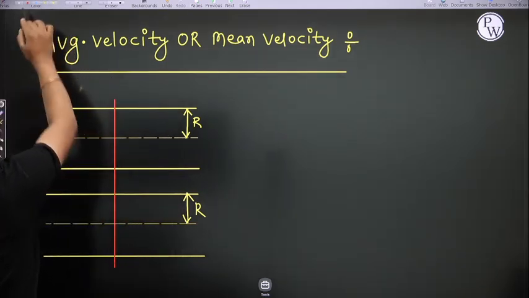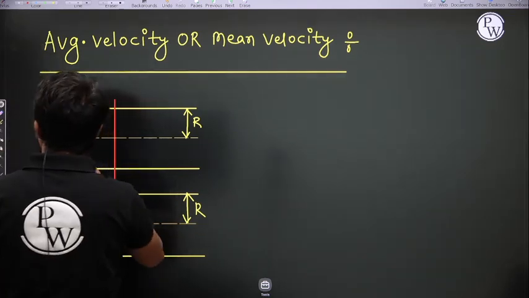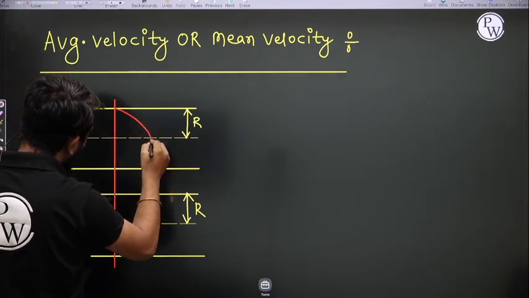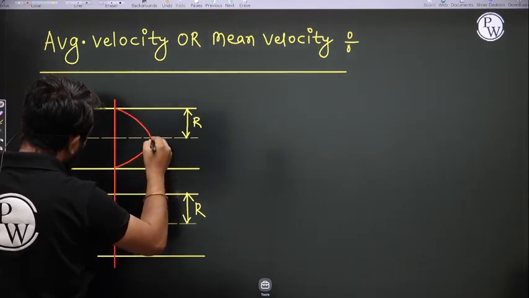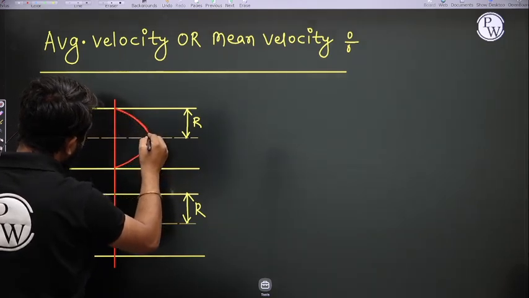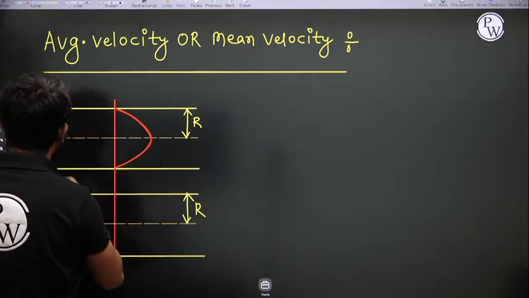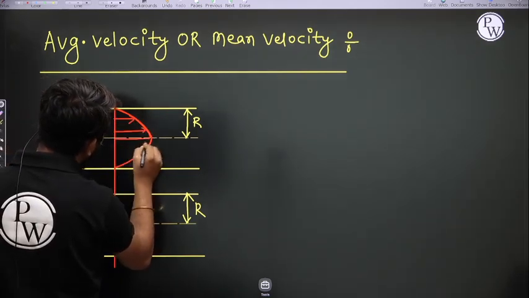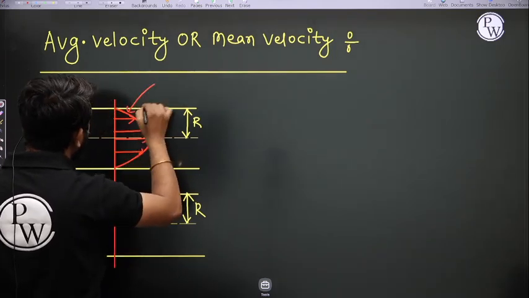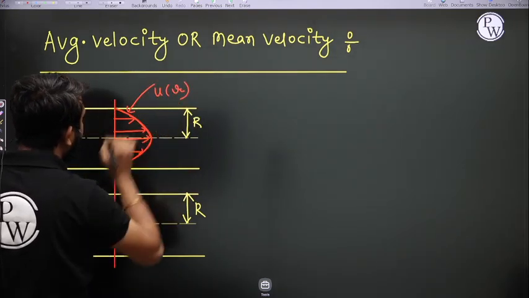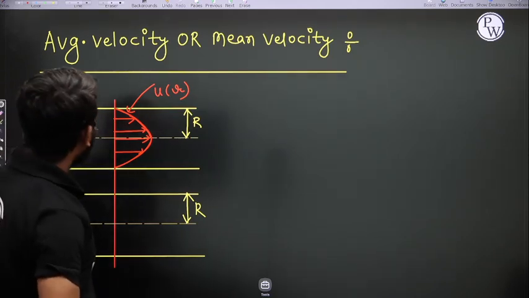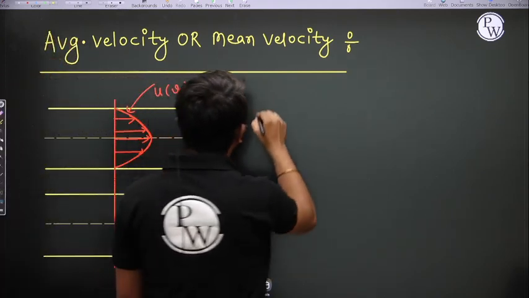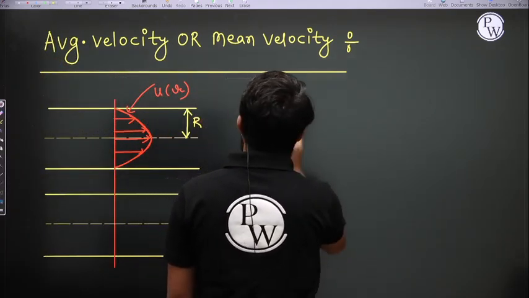So at a particular section, we know that this is the velocity profile, U is a function of R. Now see here, what is the average velocity or what is the mean velocity? So first I write here the definition.